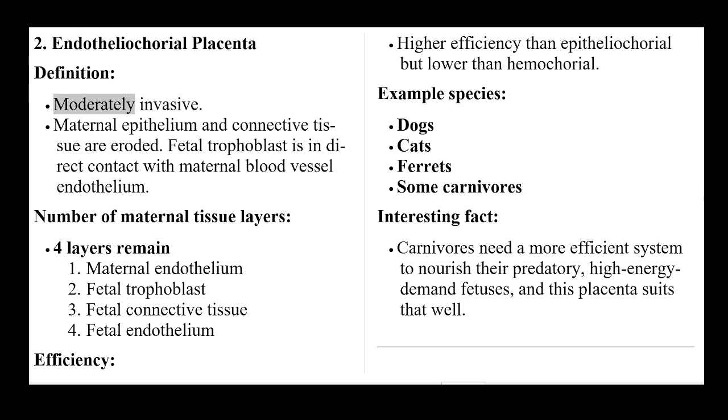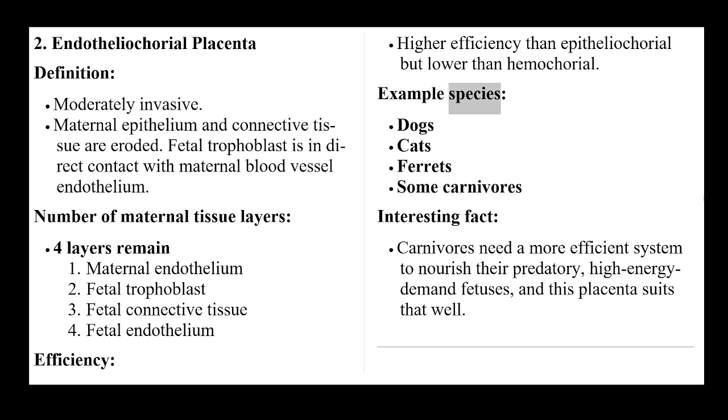Definition: moderately invasive. Maternal epithelium and connective tissue are eroded. Fetal trophoblast is in direct contact with maternal blood vessel endothelium. Number of maternal tissue layers: 4 layers remain. Maternal endothelium, fetal trophoblast, fetal connective tissue, fetal endothelium. Efficiency: higher than epitheliachorial but lower than hemochorial.